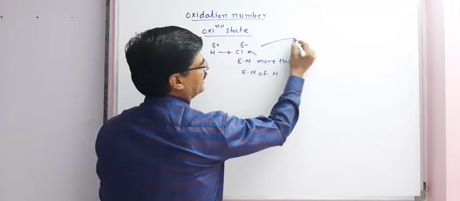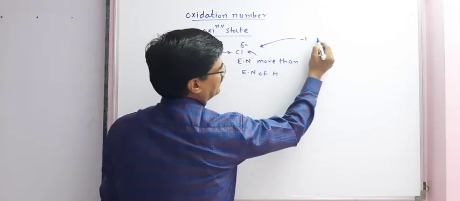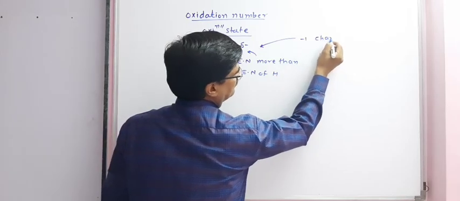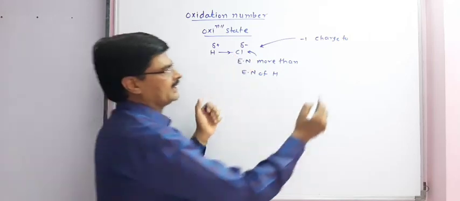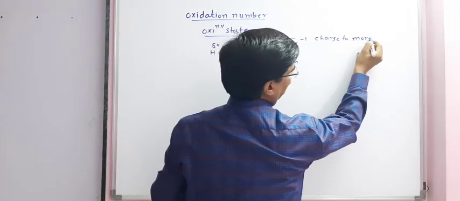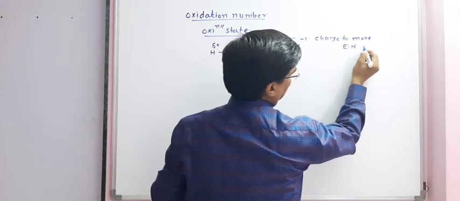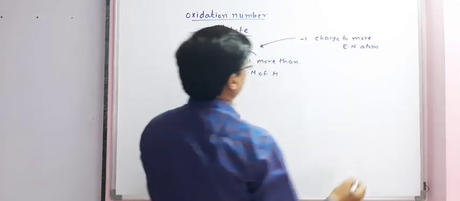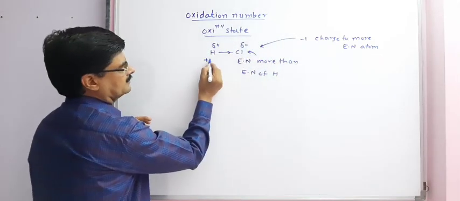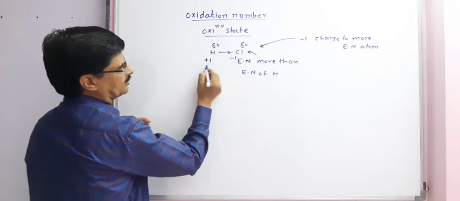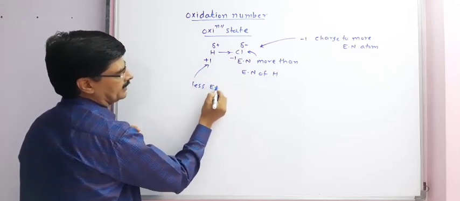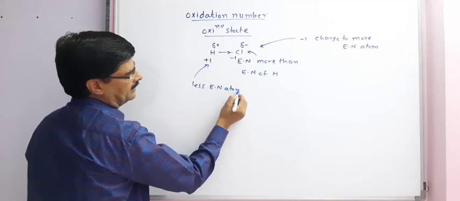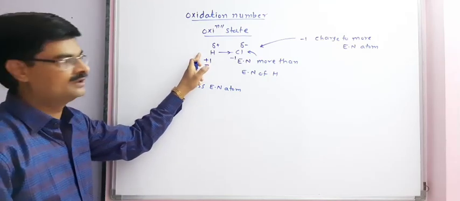So generally we assign -1 charge to the more electronegative atom and +1 charge to the less electronegative atom. Here, in this case, it is hydrogen.